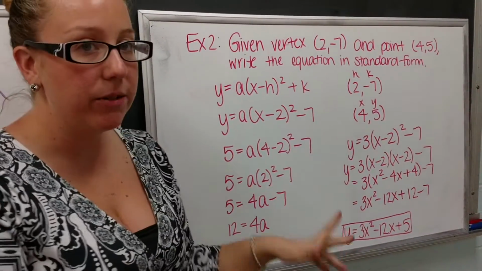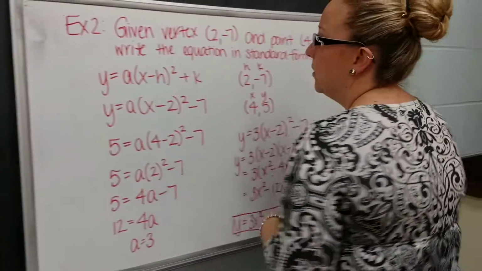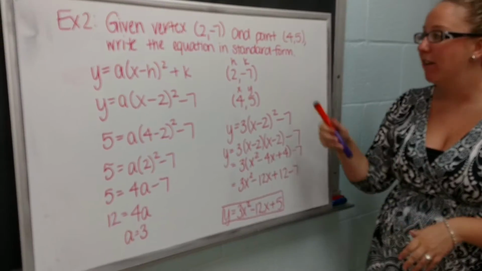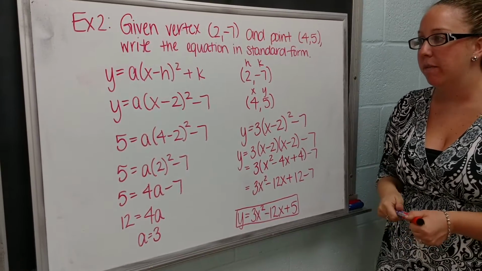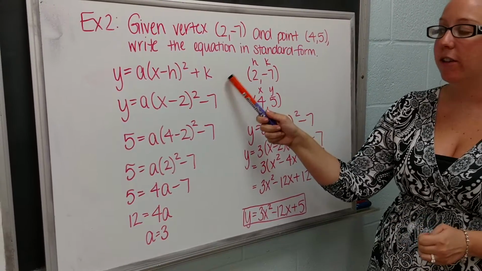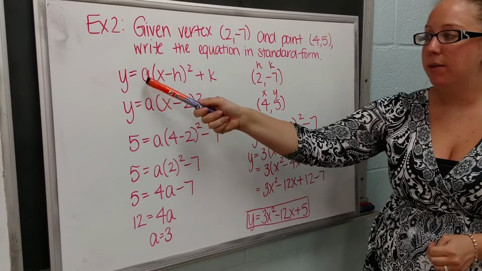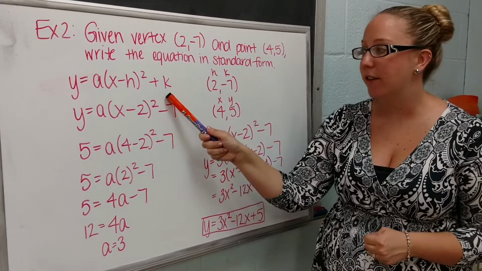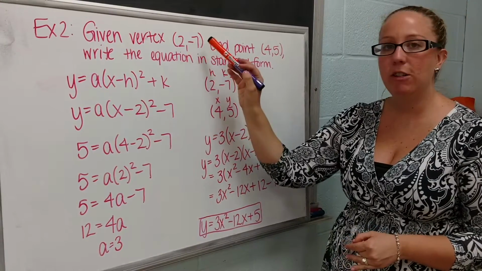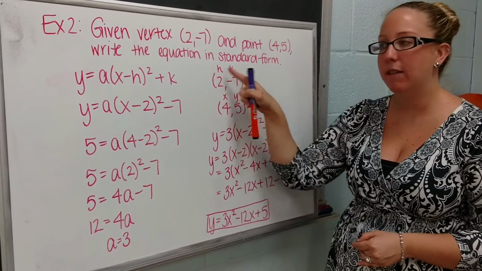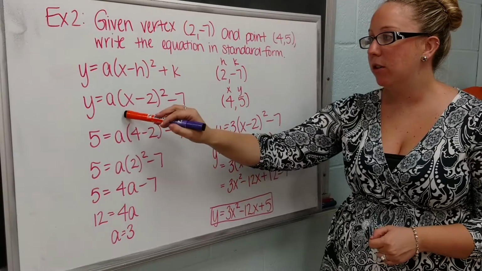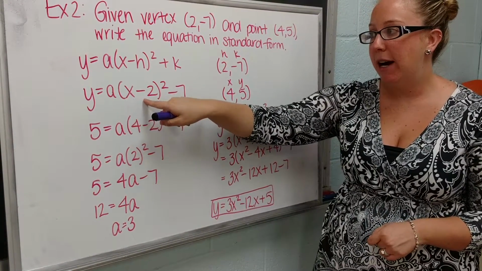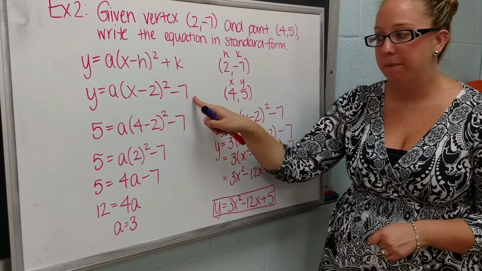Example 2 is about writing equations. Example 2 says, given the vertex 2, negative 7 and point 4, 5, write the equation in standard form. So, your equation in vertex form says y equals a times x minus h squared plus k. Again, hk is your vertex. So my vertex being 2, negative 7 is my hk. So I'm going to plug those in for those values. So I have y equals a times x minus 2 squared minus 7.